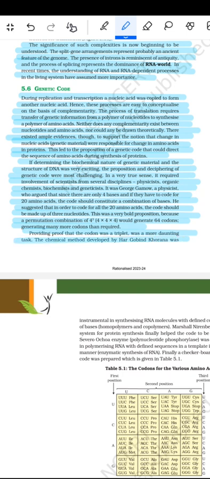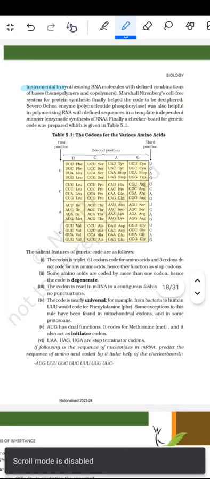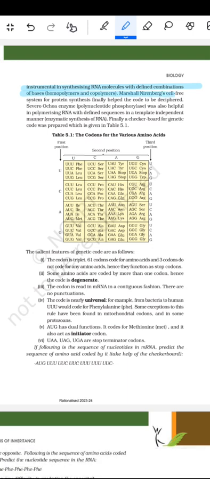The chemical method developed by Har Gobind Khorana was instrumental in synthesizing the RNA molecule with the defined combination of bases, homopolymers, and copolymers. Marshall Nirenberg's cell-free system for the protein synthesis finally helped the code to be deciphered. Several enzymes, such as polynucleotide phosphorylase, were also helpful in polymerizing RNA with defined sequence in a template-independent manner, that is, enzymatic synthesizing of the RNA. Finally, a checkerboard for the genetic code was prepared, which is given in table 5.1.